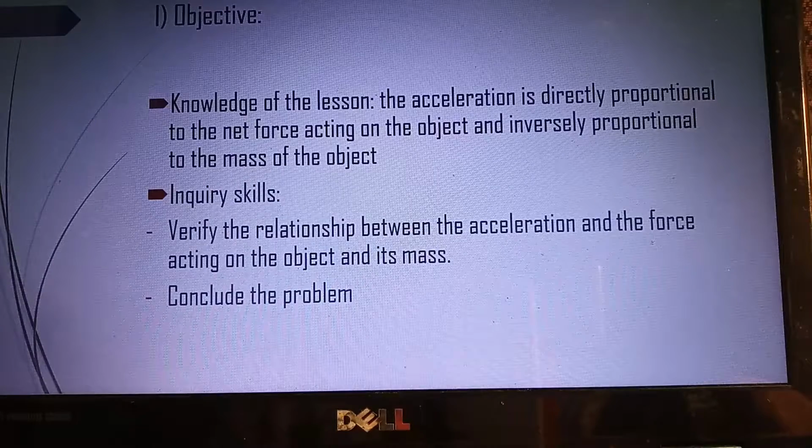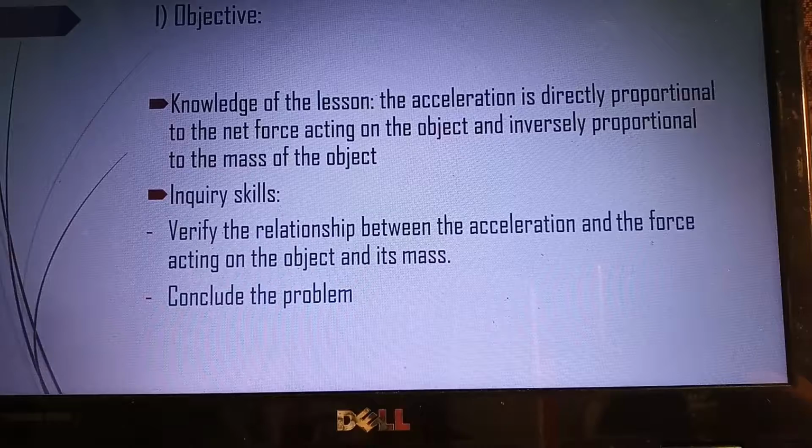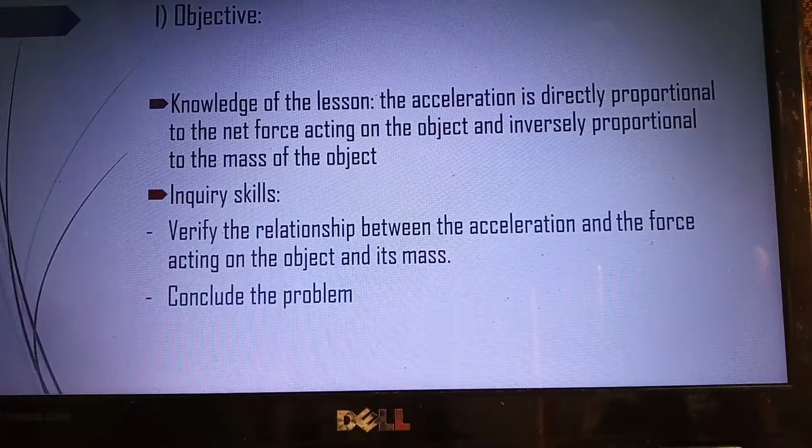The acceleration is directly proportional to the net force acting on the object and inversely proportional to the mass of the object. And about skills, I hope students verify the relationship between the magnitude of acceleration and the net force and its mass. Besides, I also hope my students can conclude the problem.